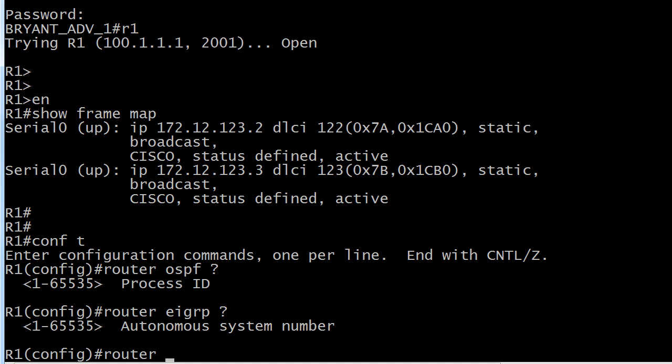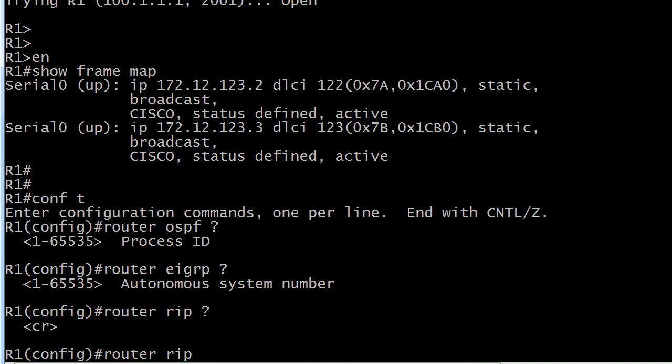Router EIGRP, we know we've got the AS number. That is not locally significant only. That has to match between prospective neighbors. What comes after RIP? Just real quick. Absolutely nothing. You can run that single RIP process, but you're not going to give it a number, so we don't have to worry about anything being locally significant only because you're not going to put a number there.